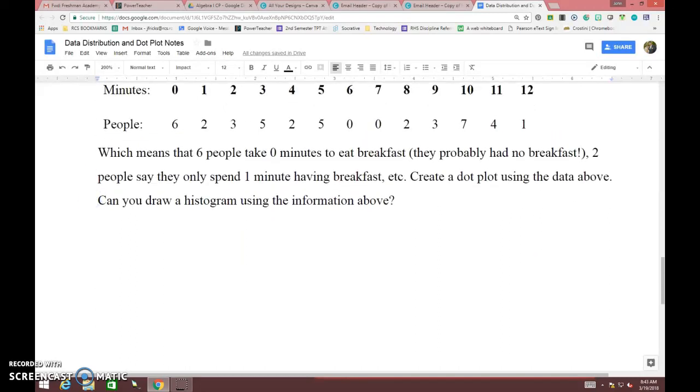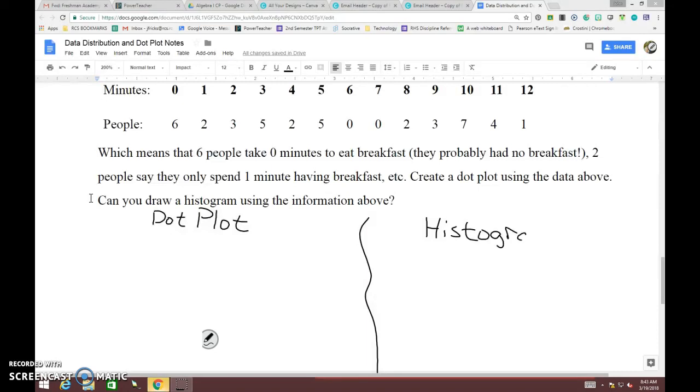So we're going to come down here to our little space, and we're going to see if we can draw these 2 different ones. So let's just split our paper in half right quick. And on one side we'll do our dot plot, the other side we'll do our histogram. So we'll just label this side dot plot and histogram. All right, so with our dot plot, that's pretty easy. All we're going to do is a number line on this. So you'll draw a number line all the way across.